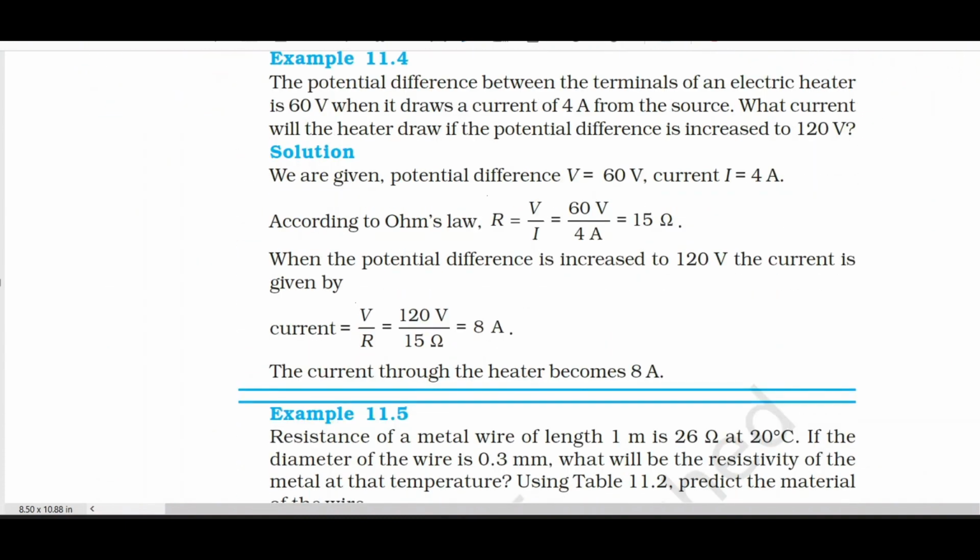Next example, the potential difference between the terminals of an electric heater is 60 volts when it draws a current of 4 amperes from the source. What current will the heater draw if the potential difference is increased to 120 volts? Okay, तो यहाँ पे हमें दिया हुआ है इनिशियली पोटेंशियल डिफरेंस कितना है हमारा? V = 60 volts. जब इतना पोटेंशियल डिफरेंस है तो हमारा करंट कितना फ्लो कर रहा है? I = 4 एम्पियर। हमें ढूंढना क्या है कि अगर हम पोटेंशियल डिफरेंस को इंक्रीज कर देते हैं टू 120 वोल्ट्स, तो हमारा करंट कितना होगा वो हमें ढूंढना है, राइट?